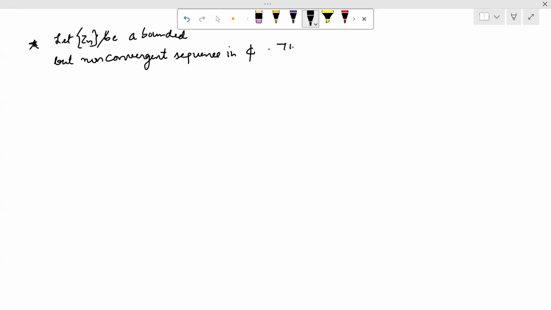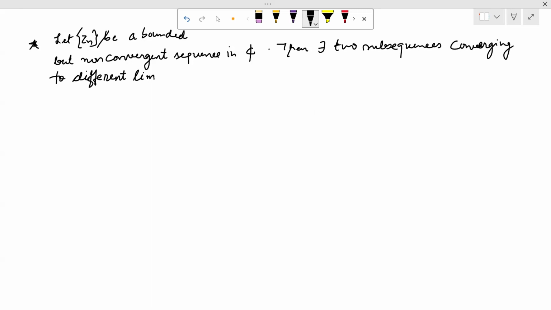Then there exist two subsequences converging to different limits. So this is a very important theorem. Let me give you one example to illustrate this.